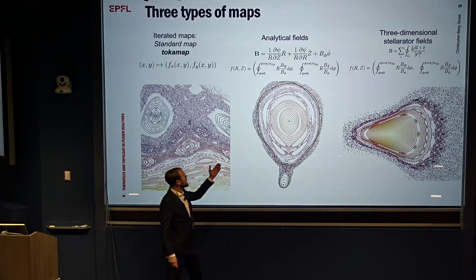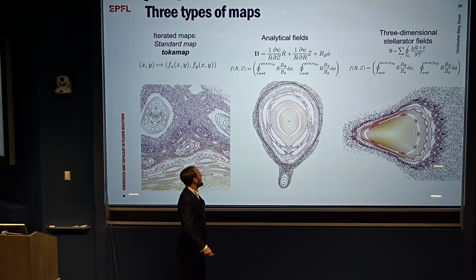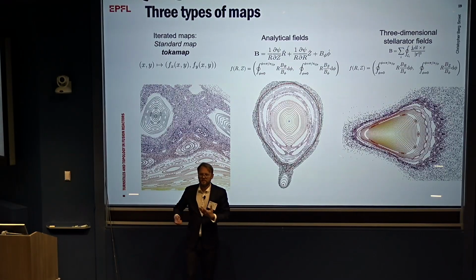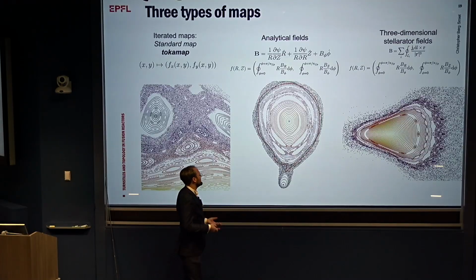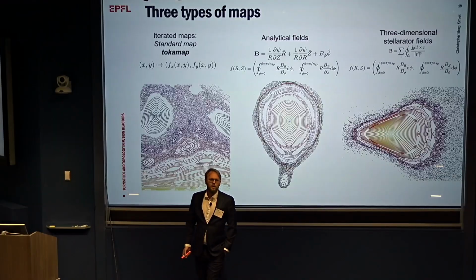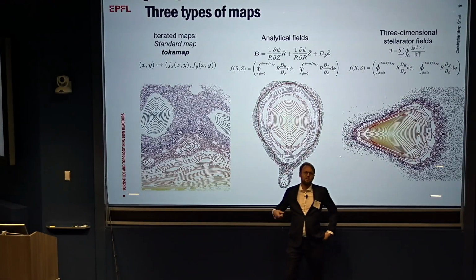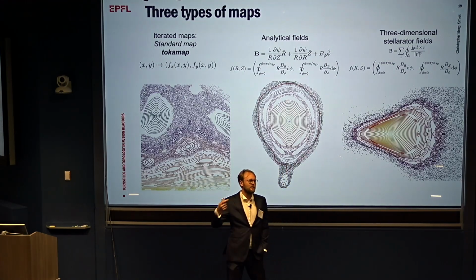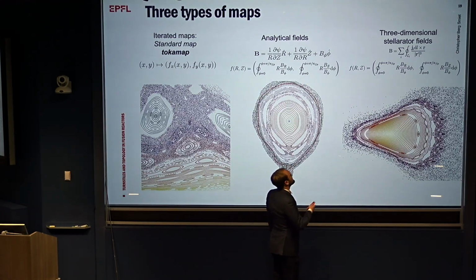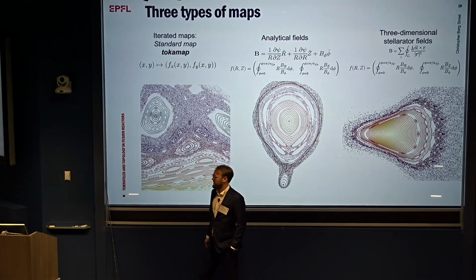You can also start working with analytical fields. That's what we'll do after. These are two-dimensional fields described by a flux function from which we calculate the field, and then we integrate that. But because we're working with analytical functions, everything behaves nicely, and we can add perturbations to see the chaos. And then in the last step, we will go to fully three-dimensional fields, where the magnetic field itself is not a neat analytical expression, but it's sourced by a set of coils on which we calculate the Biot-Savart in order to find the magnetic field at any point and do our field line integration.